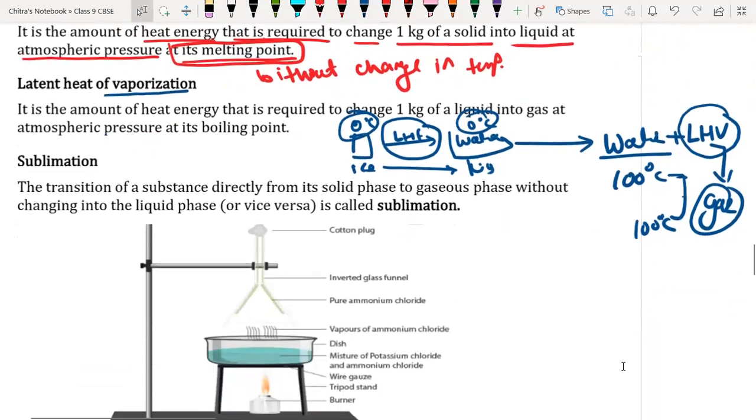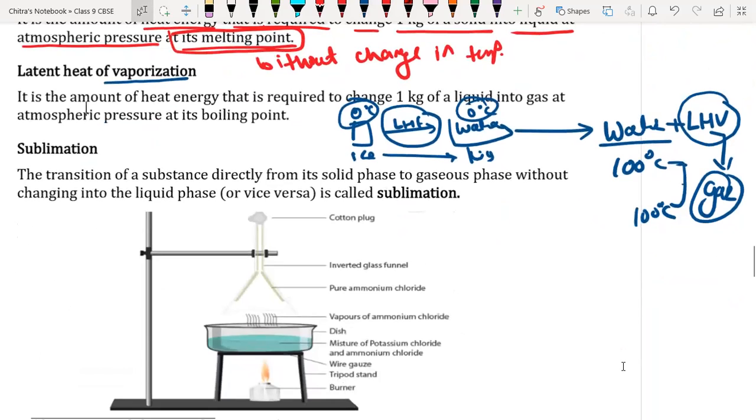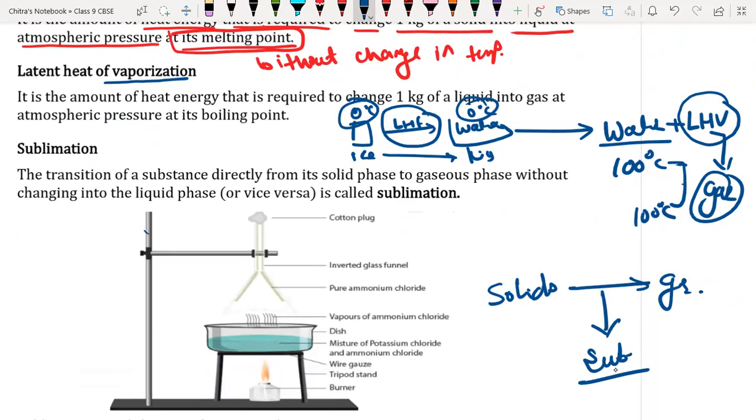Okay. Now we have sublimation. Again, very simple. We have already gone through that. Sublimation is the phenomenon in which solid directly converts into gaseous form. Solids directly convert into gaseous form without going to liquid state is called sublimation. These are very volatile substances, volatile in nature.